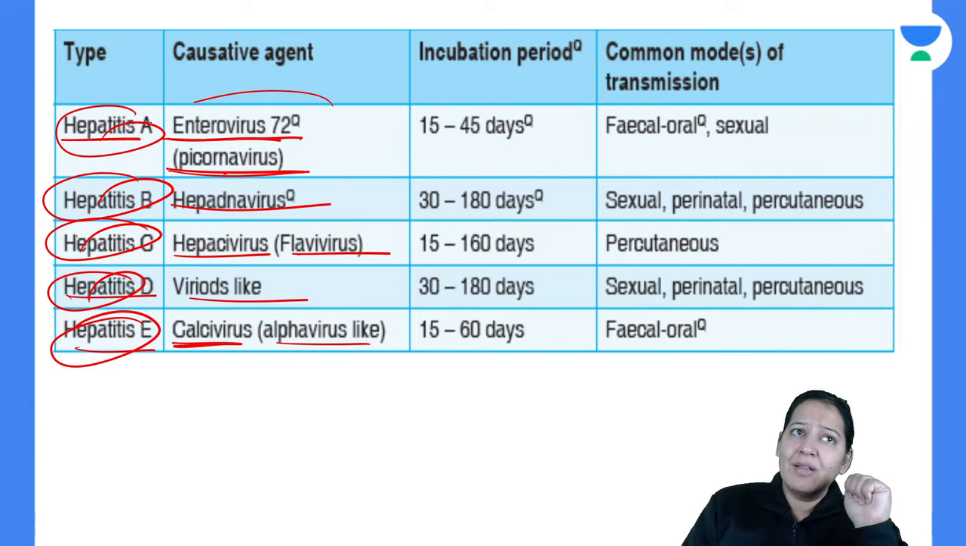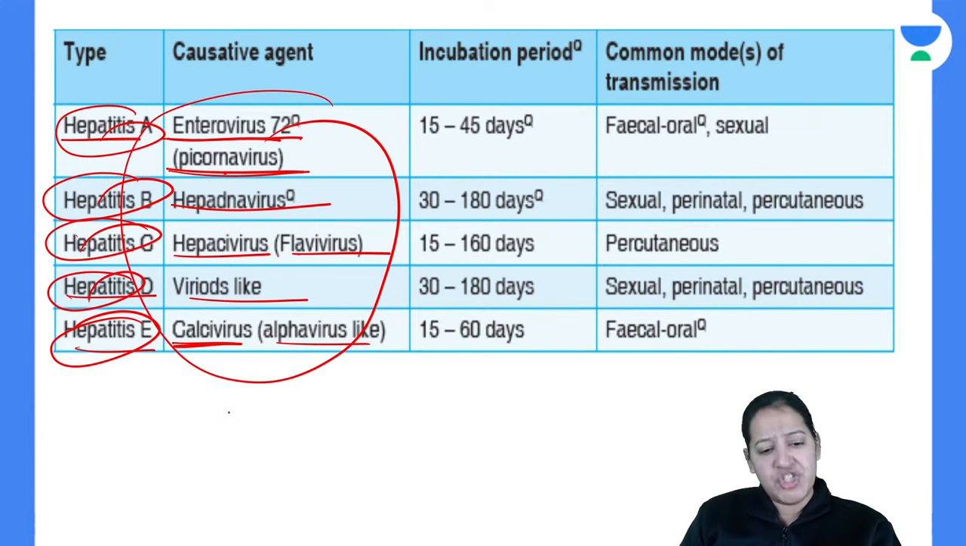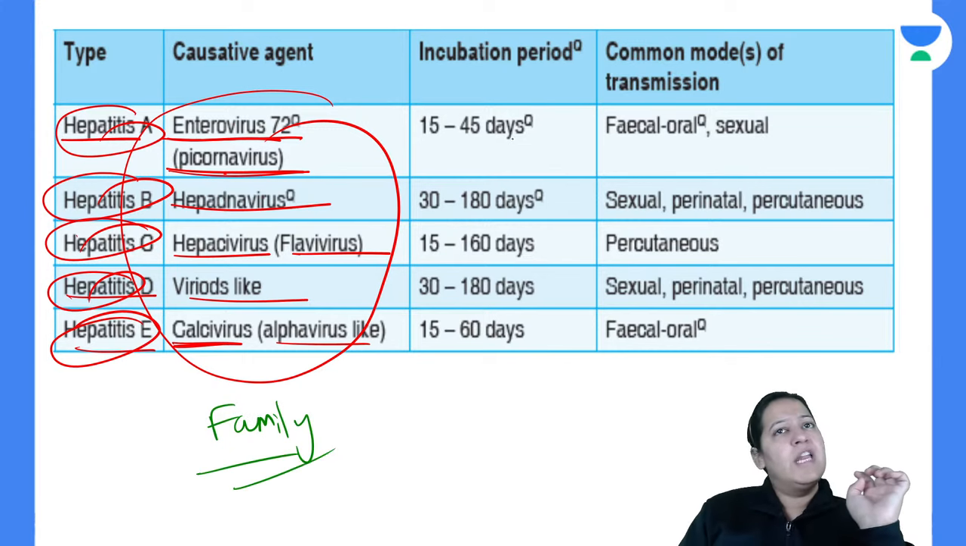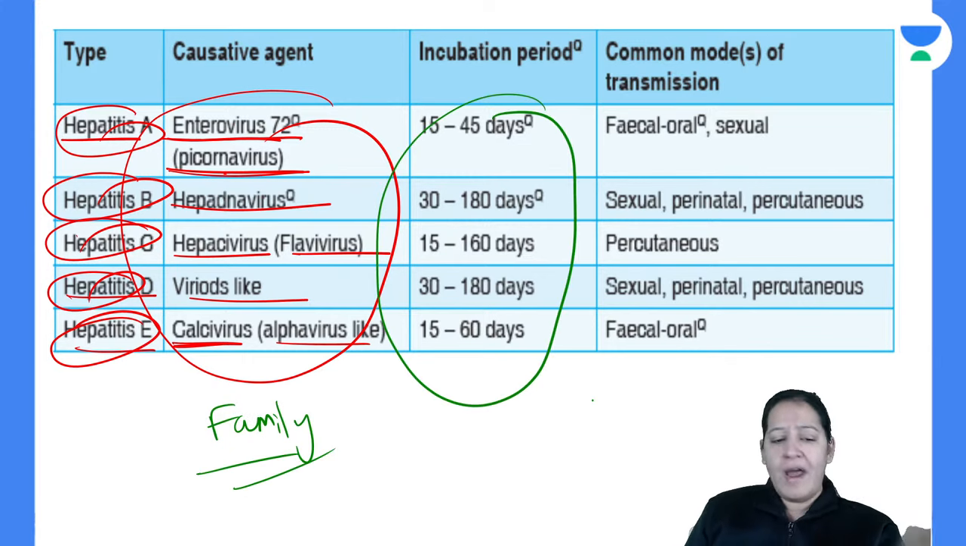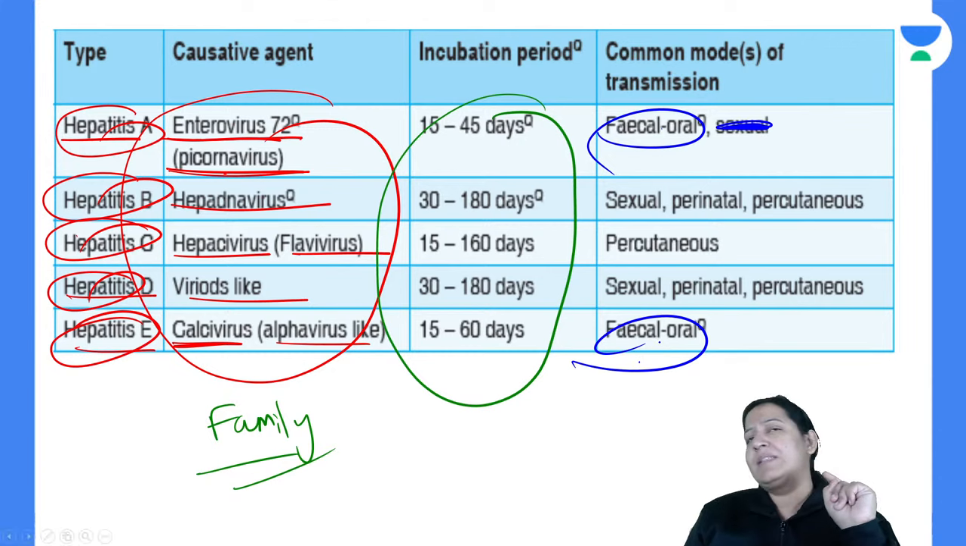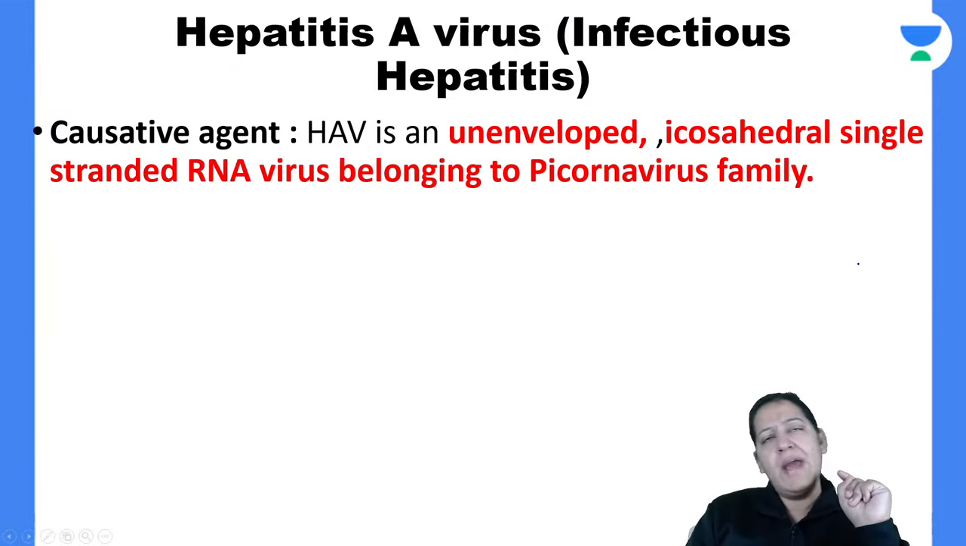So please learn their families. Questions come on this too: the family of the five hepatitis viruses. Incubation period you have to learn and route you have to learn. Route first and last is fecal-oral. Remove the sexual by mistake. The first, A and E, is fecal-oral. Rest are sexual, perinatal and percutaneous or parenteral. Right. So that is the thing.